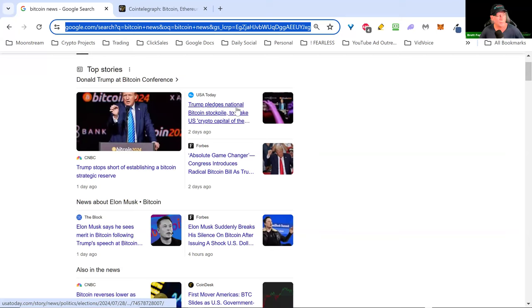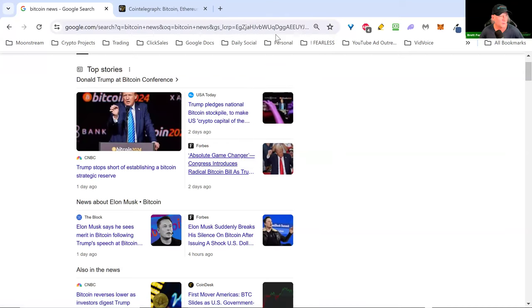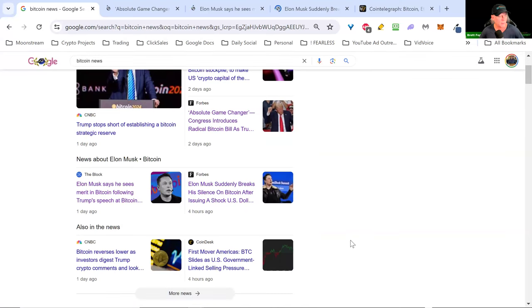He did say they pledge a national Bitcoin stockpile. Most of you watching this have probably heard all this news, but all of this is interesting. Let's see. Game changer: Congress introduces radical Bitcoin bill. Elon Musk, of course, is saying he would donate something like $45 million per day to President Trump's campaign, and he's now saying he's a believer in Bitcoin. The reason I will look at this is Elon can certainly drive the market. If he says we're buying at Tesla and we bought a lot, that did rally the market back in 2021.